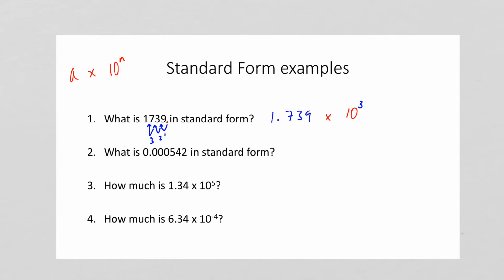For our next example, what is 0.0000542 in standard form? Again, we start with a times 10 to the n. We know that a needs to be a number between 1 and 10. So here we're going to pick 5.42. I'm going to multiply that by 10 to the power. We need to count how many times we move the decimal place. So we went once, twice, 3 times, 4 times, but this time we've moved the decimal place to the right, so it's going to be 10 to the minus 4.